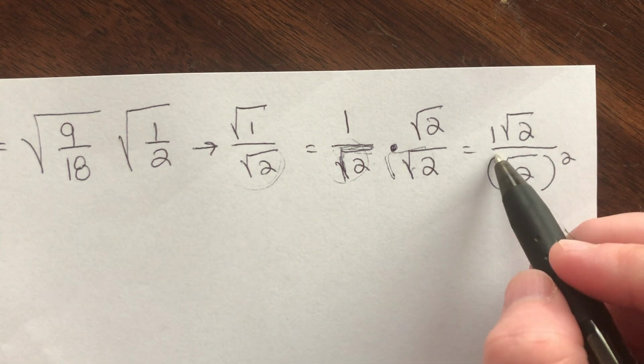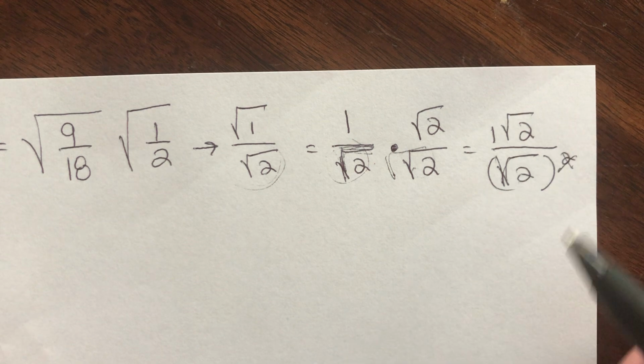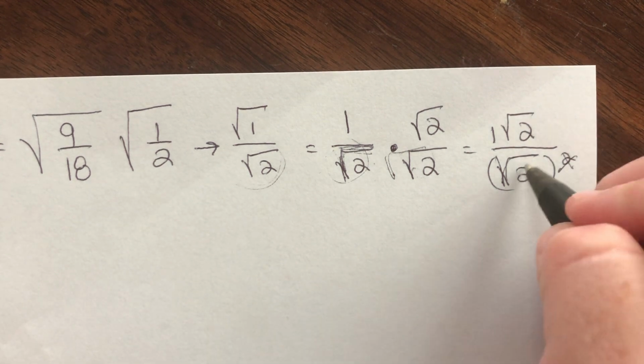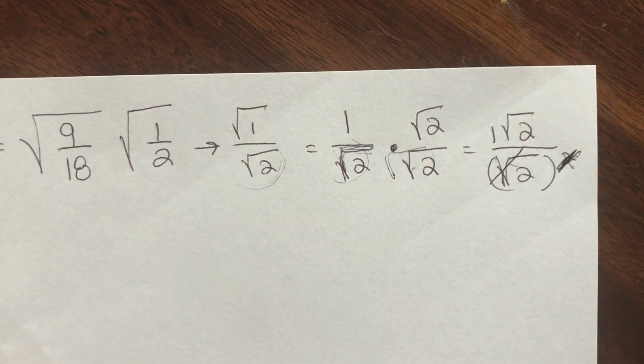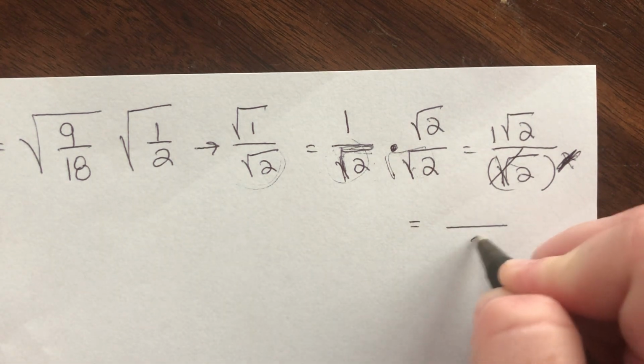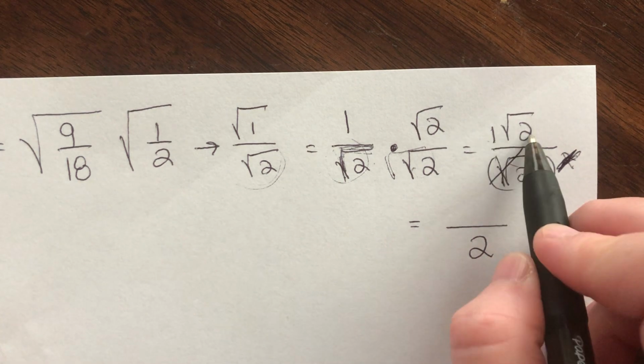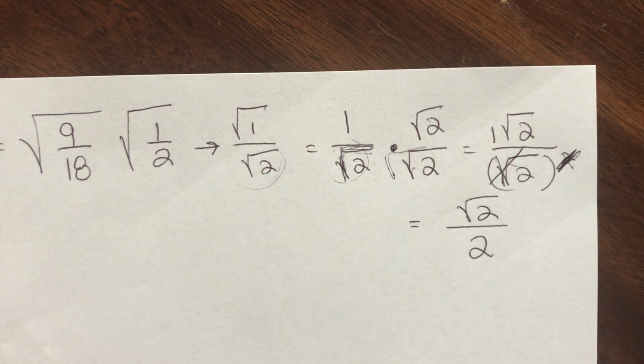Okay? So now, this radical cancels with the squared. This guy cancels out with this guy. So I'm just left with 2, right? So in my final answer, I'm going to have a 2 on the bottom, and then 1 times the square root of 2 is the square root of 2.